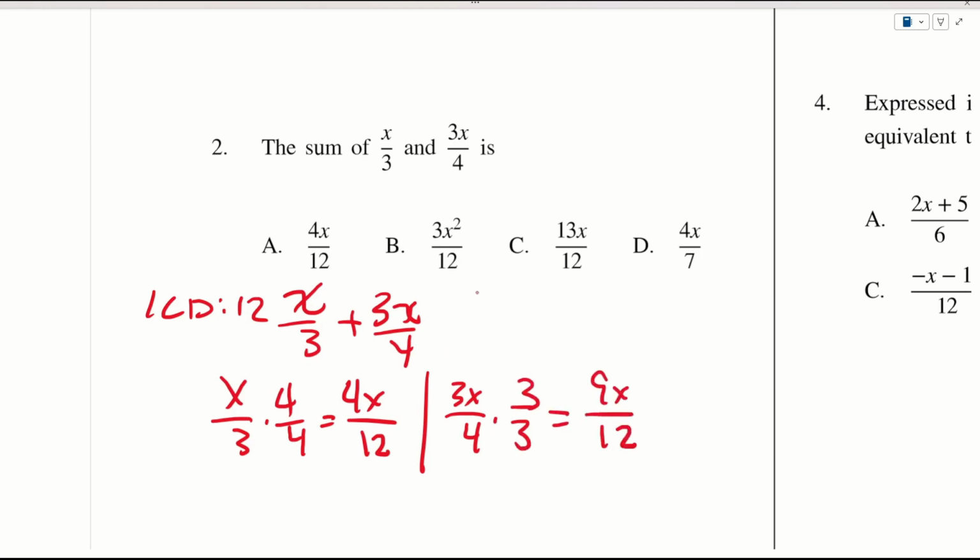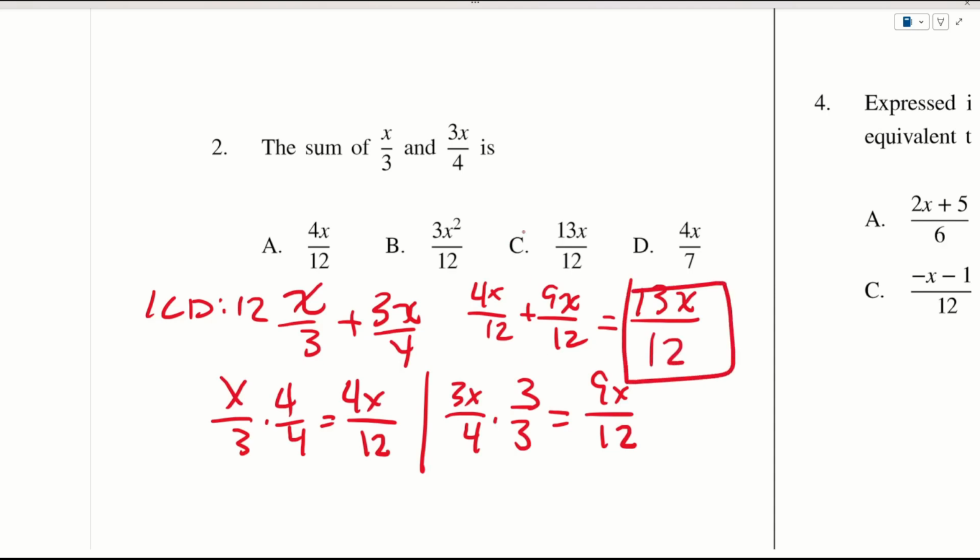Now we can combine them. 4x over 12 plus 9x over 12. 4 plus 9 is going to be 13. And 12 we don't add, so our answer is going to be 13x over 12, which is C.